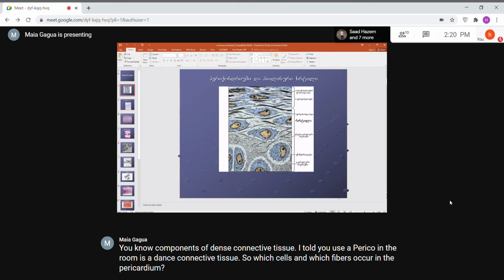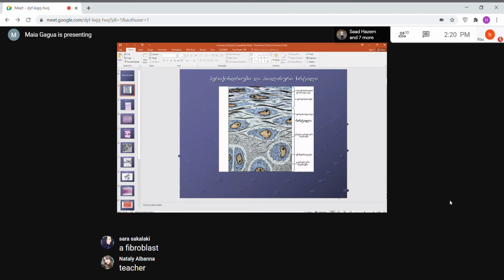Fibroblasts and collagen type 1 fibers. So these cells are fibroblasts and these fibers are collagen type 1 fibers.